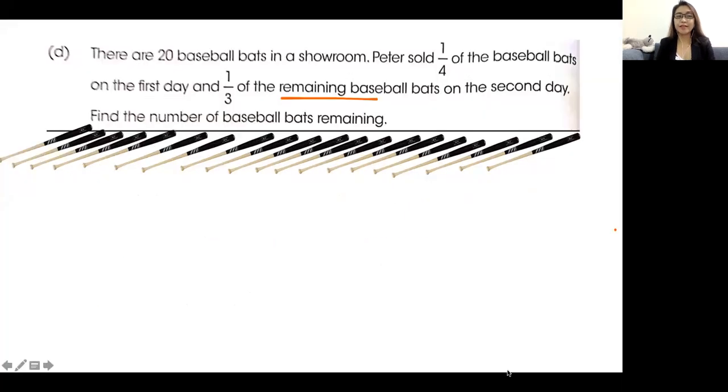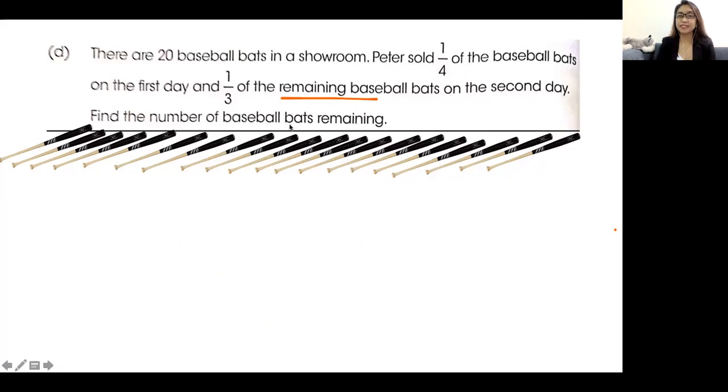All right, so there are 20 baseball bats in a showroom. Peter sold 1/4 of the baseball bats on the first day and 1/3 of the remaining baseball bats on the second day. Find the number of baseball bats remaining. Okay, so how many baseball bats are there? There are 20 baseball bats. All right. So 20 baseball bats.